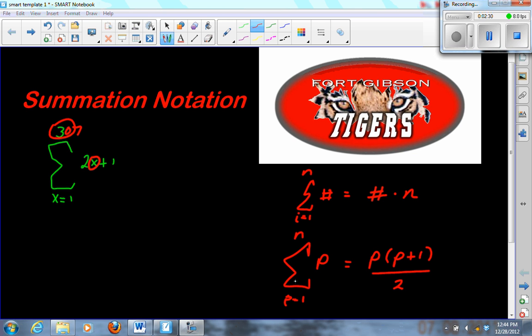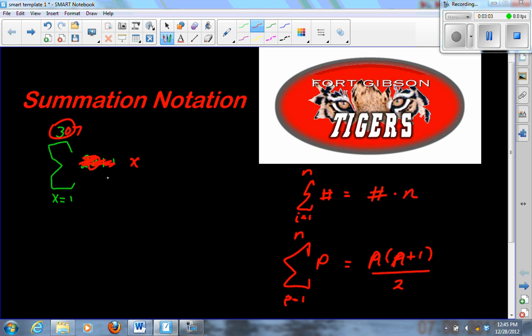Sometimes you only have a letter here. So maybe, in this case, if this formula was just an x, then the formula would be n times n plus 1 over 2, where n is whatever is up here. So this would be 307 times 308 all divided by 2, and that's what the sum of this would be.